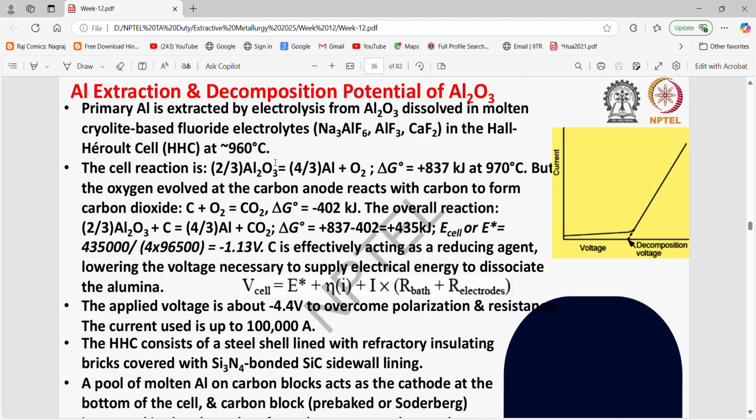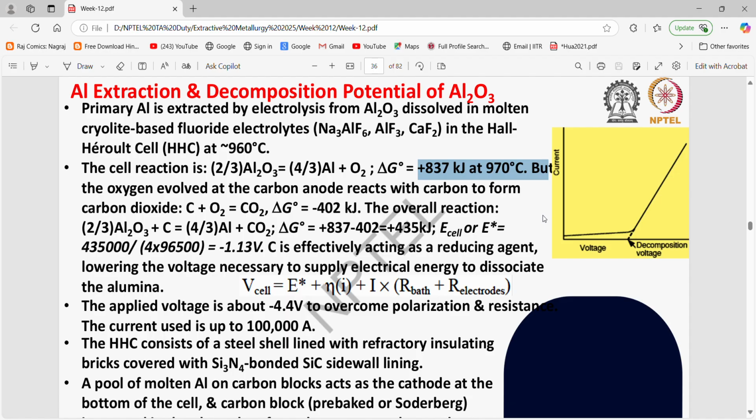So primary Al is extracted by electrolysis from Al2O3 dissolved in molten cryolite based fluoride electrolyte, which is generally a mixture of Na3AlF6, AlF3, and CaF2 in the Hall-Héroult cell at a temperature of around 960 degrees Celsius. The cell reaction is 2/3 Al2O3 getting converted into 4/3 Al plus O2, and delta G naught is plus 837 kilojoule at 970 degrees Celsius.